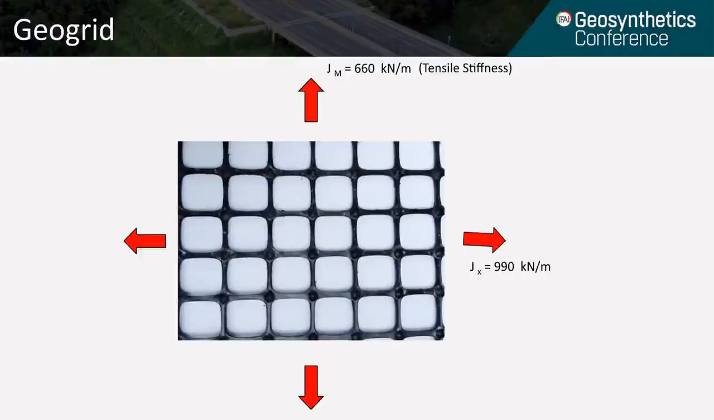The geosynthetic used for the laboratory test was a punch-drawn biaxial polypropylene geogrid. Stiffness of the geogrid was 990 kilonewtons per meter in the machine direction and 660 kilonewtons per meter in the cross direction. The geogrid was placed above the pipe with the machine direction parallel to the pipe.